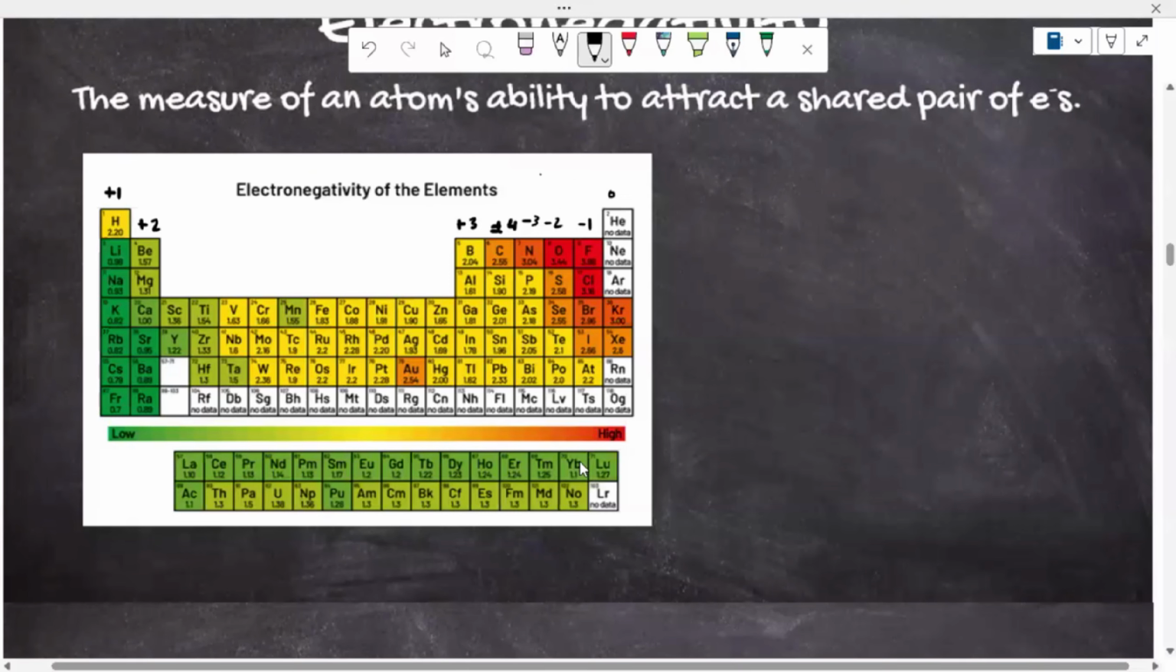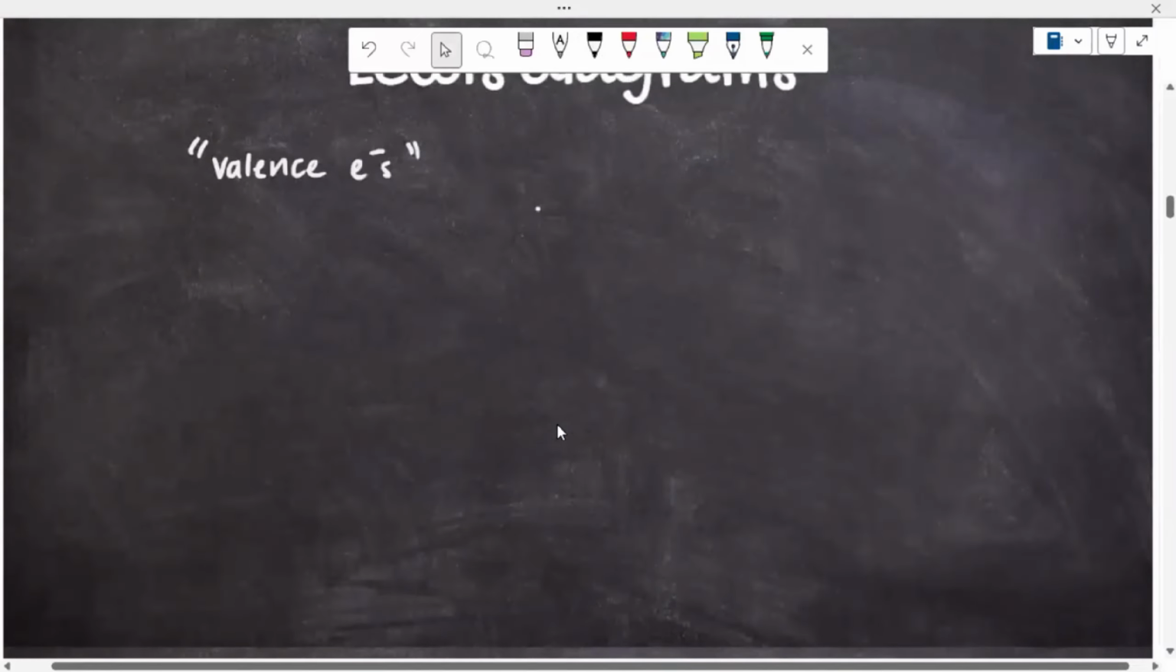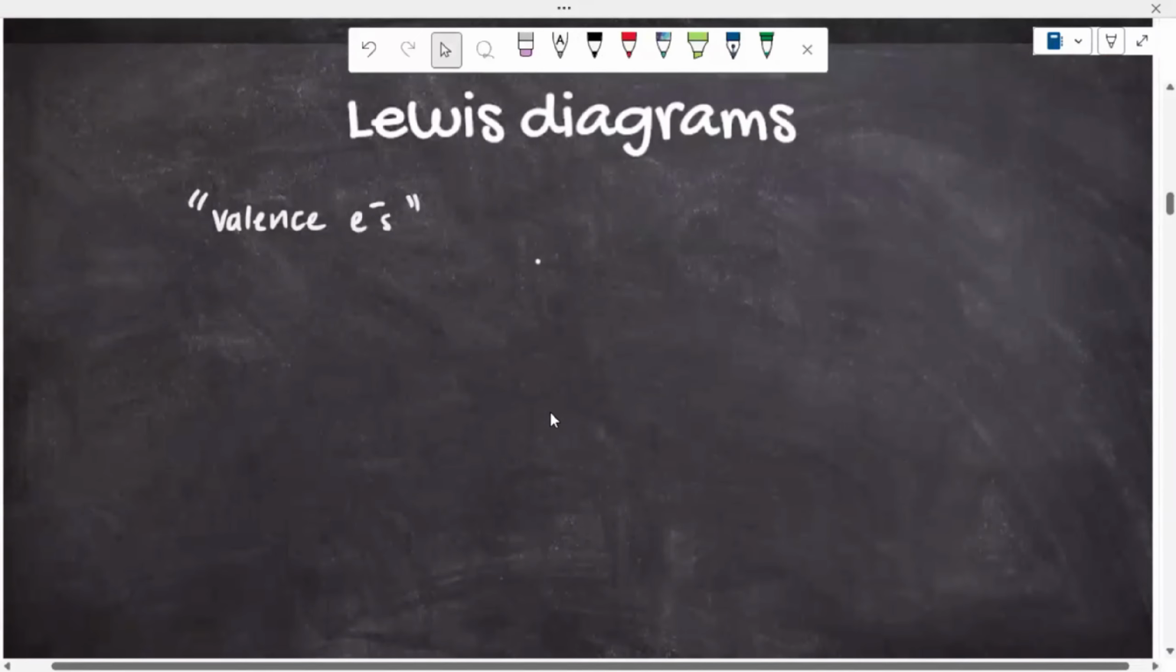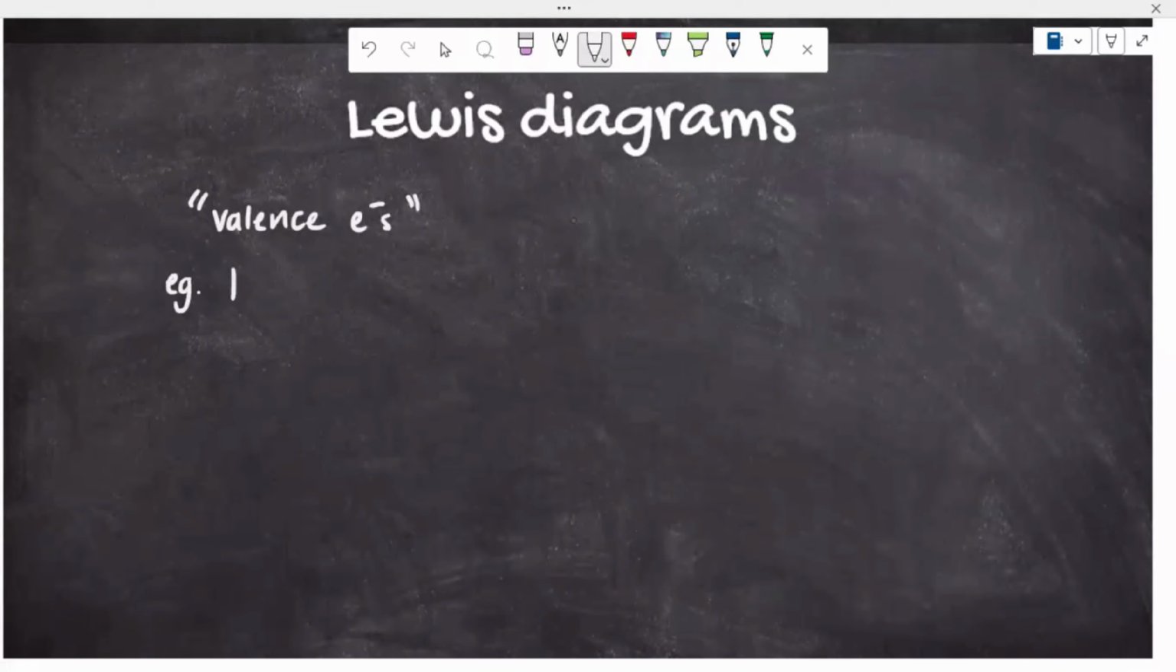right? So just to run through some examples and how to go about drawing out your Lewis diagrams, let's take an easy example like H2O, right? So we know hydrogen has a valency of 1. So it has 1 electron, right? We have 2 hydrogens, so they're going to be like this, right?